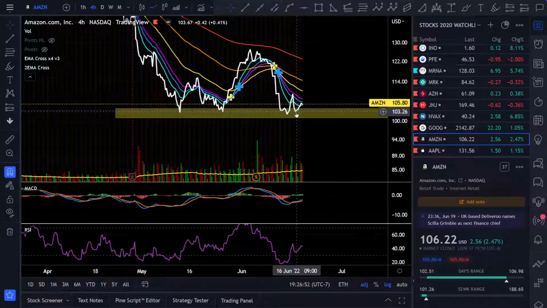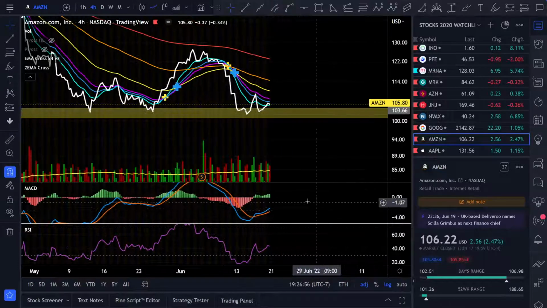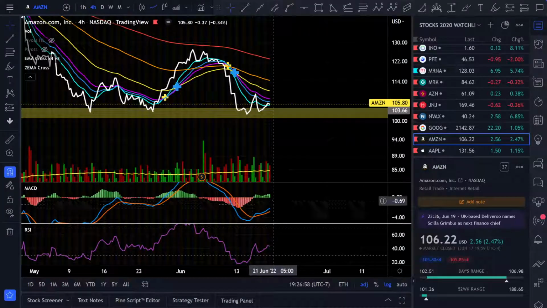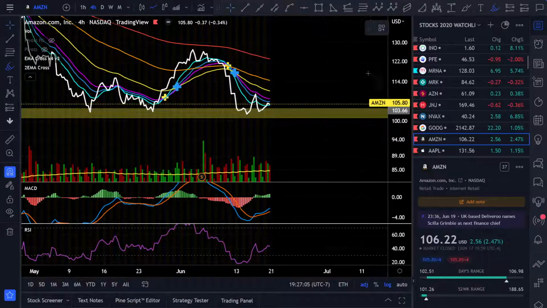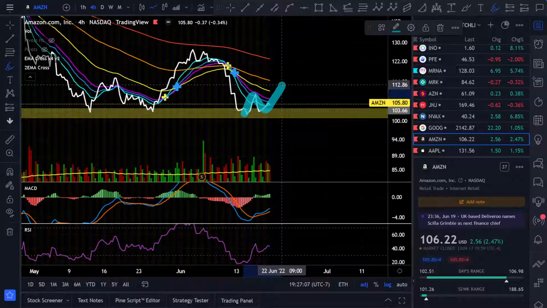Nice. We made this higher low, June 16, 9 a.m. my time. And we do have an open MACD right here at the bottom side. So it's going to be interesting. We're going to get this rally continuation on Amazon this week or not. High, low. It would be great to make a higher high.